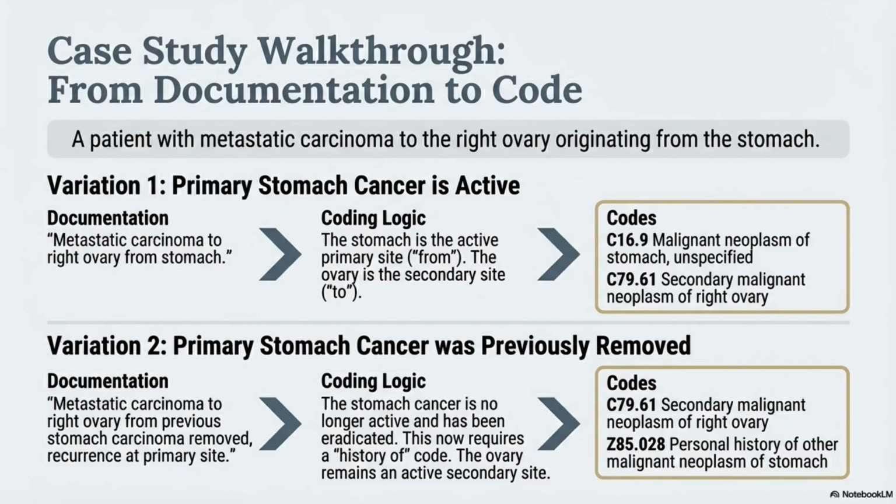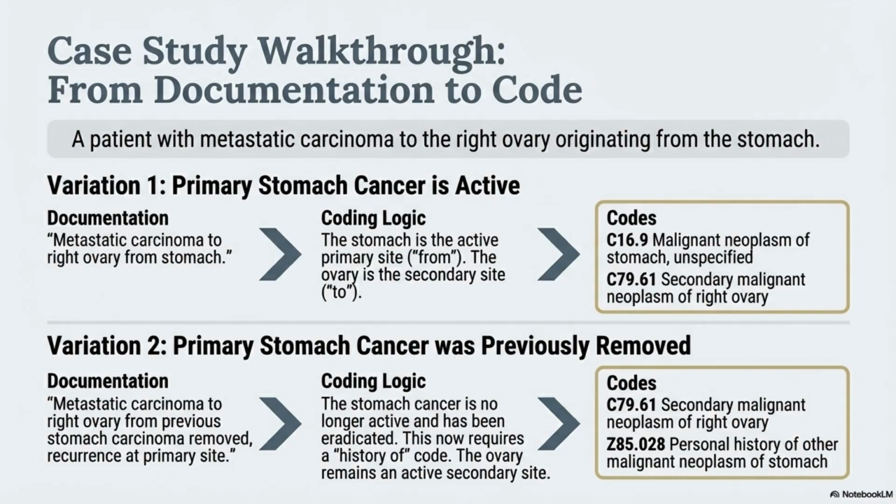Let's apply these rules. Metastatic carcinoma to the right ovary from the stomach. The stomach is the active primary site. The ovary is the secondary site. Codes: C16.9 and C79.61.